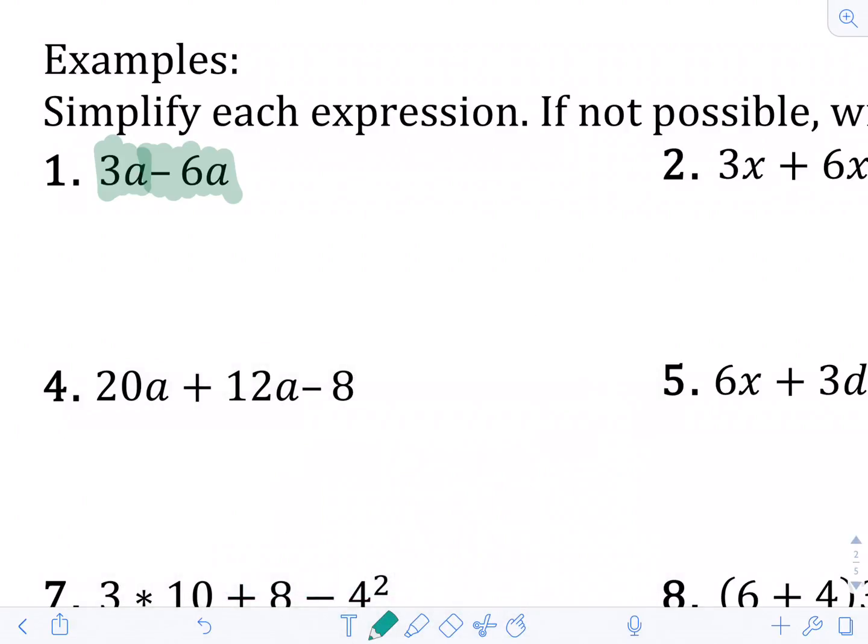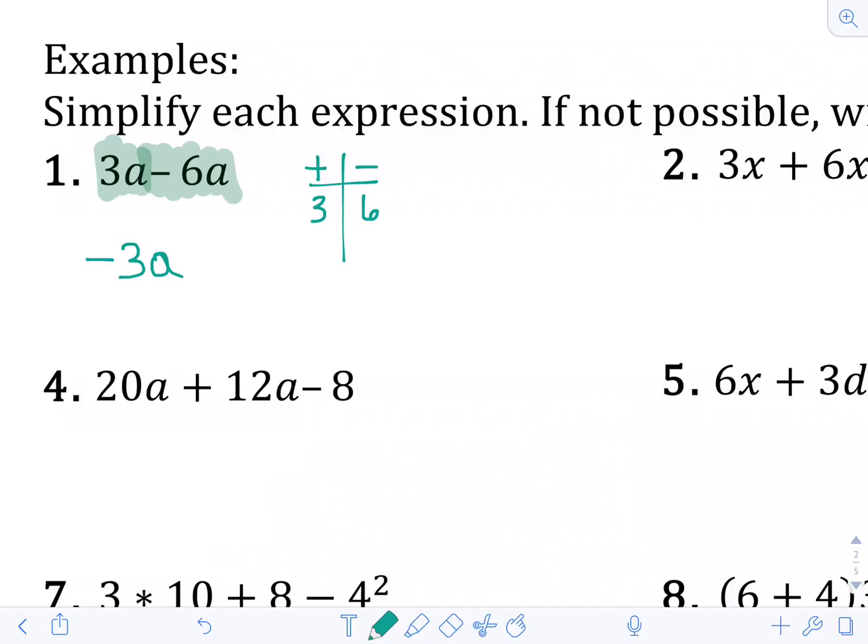3a minus 6a. The way I think about positives and negatives is like two separate teams. Positive team and negative team. I have 3 positives. I have 6 negatives. And then you say which team has more points. The negative team has more points, and they are up by 3. So 3 minus 6 is negative 3. And don't forget your variable a.